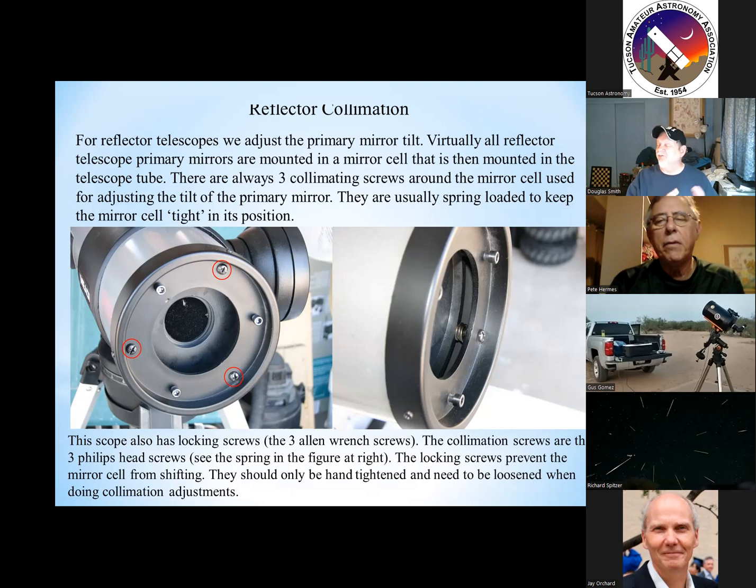But then once you get your collimation set the way you like it, you tighten those screws back down, hand tight only, because if you put too much tension on them, they're actually going to push the mirror cell out and you're going to ruin your collimation. So you just hand tighten them so that they'll hold the mirror cell in place. Even if one of those springs were to break or something else were to happen, the 3 locking screws would keep the mirror from jiggling around too much.